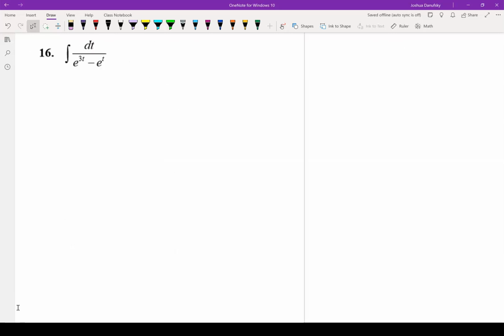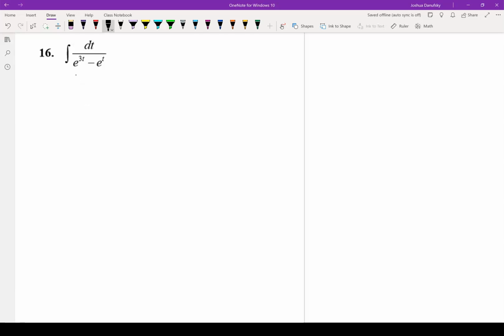Number 16, the integral of 1 over e to the 3t minus e to the t dt. A good habit to get into with a lot of these integrals where you're not sure how to start is to think about what a u substitution would do. If we think about u as being e to the t, then we could potentially get this to the point where we have something like this. And as soon as we get that, we immediately think about partial fraction decomposition. So let's go ahead and give that a try.